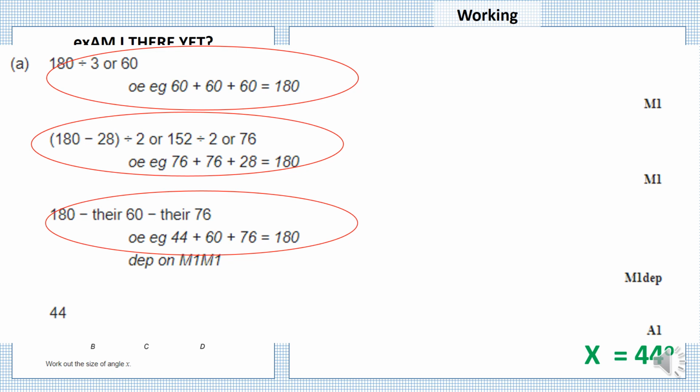You get your third mark for showing that you understand that all three of those angles on the straight line must equal 180 degrees. And you only get the one mark, you get your final mark for getting 44 degrees as your final answer.